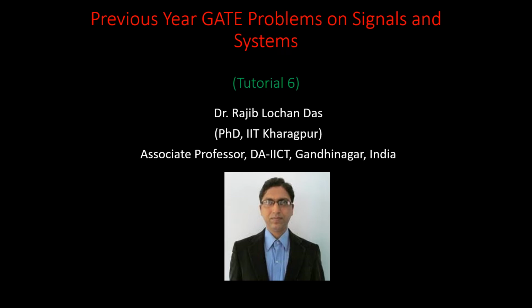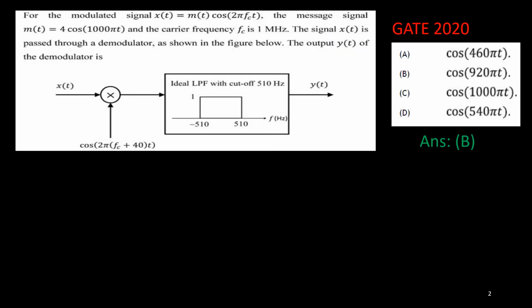Welcome to my tutorial number 6 on signals and systems. Now in this video, I will discuss one problem from the GATE 2020 paper, and this problem is related to signals that are processed by one filter, a low pass filter.